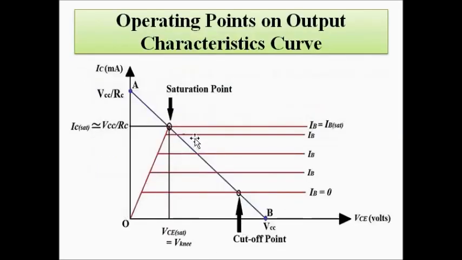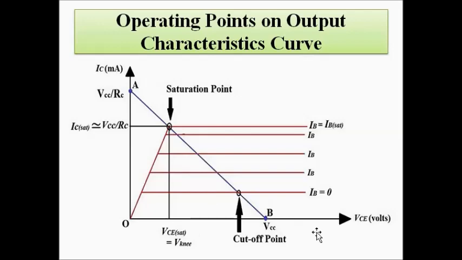This is the output characteristics which is drawn for the common emitter BJT configuration. If you remember, I have already discussed it in the common emitter BJT configuration in my separate video on my YouTube channel.